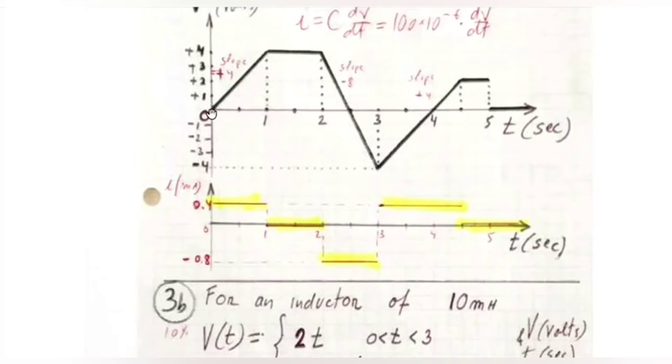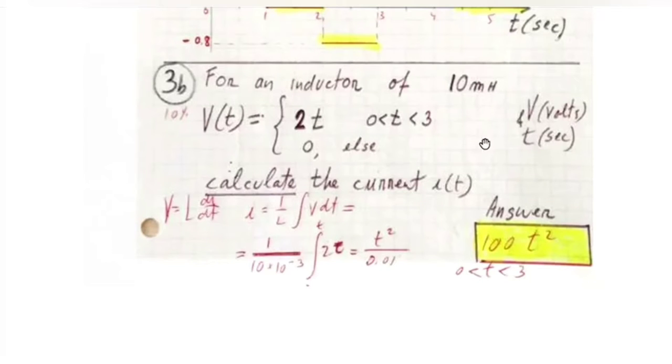This slope is 4, is 4, and this slope is negative 8. This slope is 4. This is 0, 0. So we have here C dv/dt is 0.4, C dv/dt here is 0, C dv/dt is negative something, C dv/dt here is positive, and then 0 again. Okay? Clear? Second question. For the inductor of 10 millihenry, this is the voltage. What is the current?